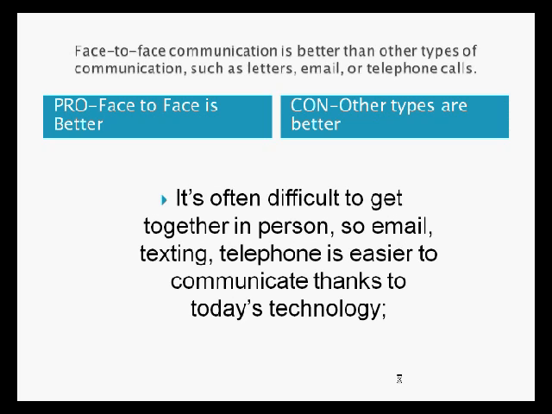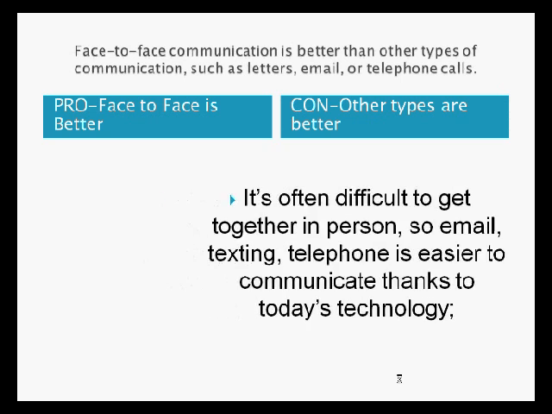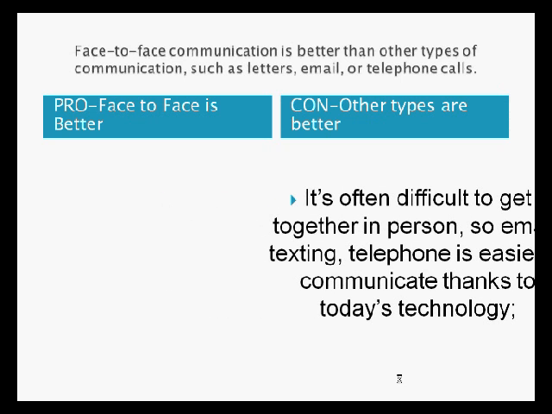One more. It's often difficult to get together in person, so email, texting, telephone is easier to communicate thanks to today's technology. Well, in this case, as you can see, it would be a con argument. Because the idea here is that these other forms of communication, especially those that are more instant, can be a lot more convenient rather than actually trying to get together with someone.